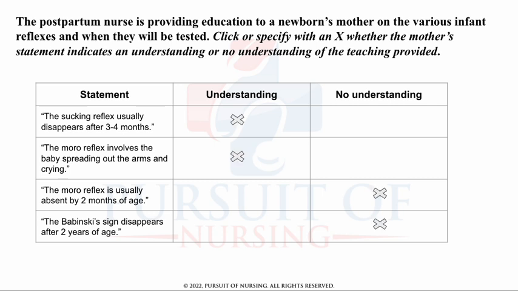All right, so we have 2 correct statements, 2 inaccurate statements. So the 2 correct: the sucking reflex usually disappears after 3 to 4 months. And then the Moro reflex involves the baby spreading out the arms and crying. So the sucking and rooting reflex does usually disappear after 2 to 3 months of age, but it can be present for up to 1 year. The Moro reflex involves the infant spreading their arms out and crying when the loss of support is felt. So this Moro reflex is usually absent by 6 months of age. The Babinski sign or the plantar reflex will usually disappear after 1 year of age.